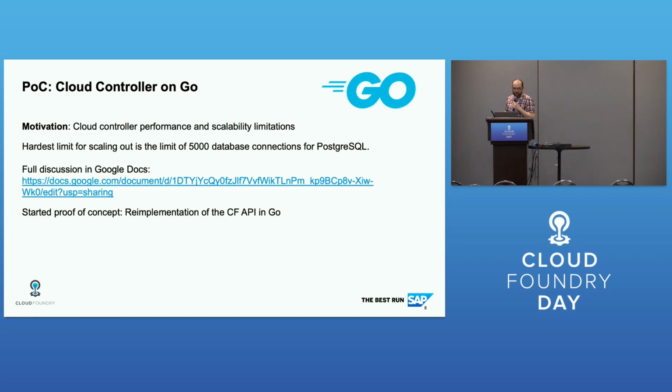Good, what else do we do? This is a very interesting proof of concept, and I must say it was also fun to work on that one. We have evaluated if it is possible to re-implement the cloud controller in Go and what it would take to do so. The motivation is that the current cloud controller has some performance and scalability limitations.